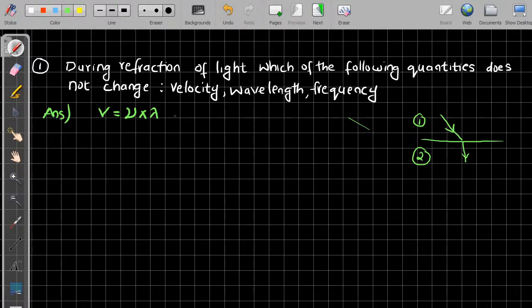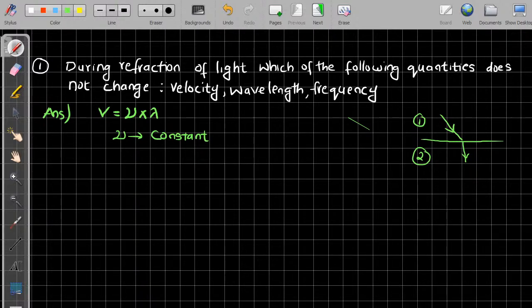So if I analyze this equation, if the velocity is changing, then I have to say either my frequency is changing or wavelength is changing, or both, the product of wavelength and frequency is changing, right? But in my theoretical class, I have explained that when light travels from one medium to another medium, the frequency remains same. It's a constant, it won't change. When a particular light of particular wavelength travels from one medium to another medium, the frequency remains invariant.